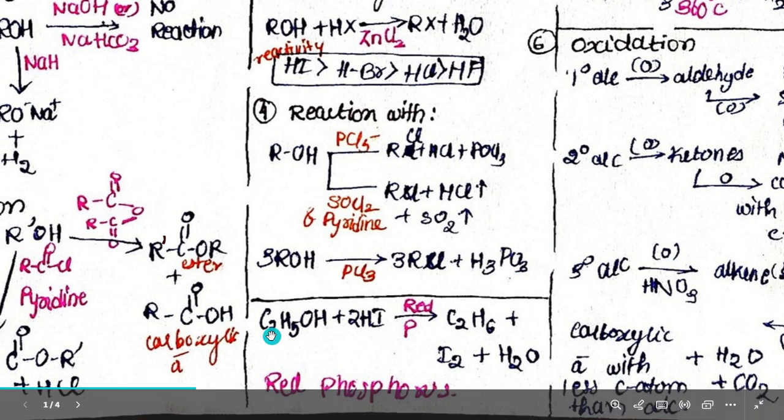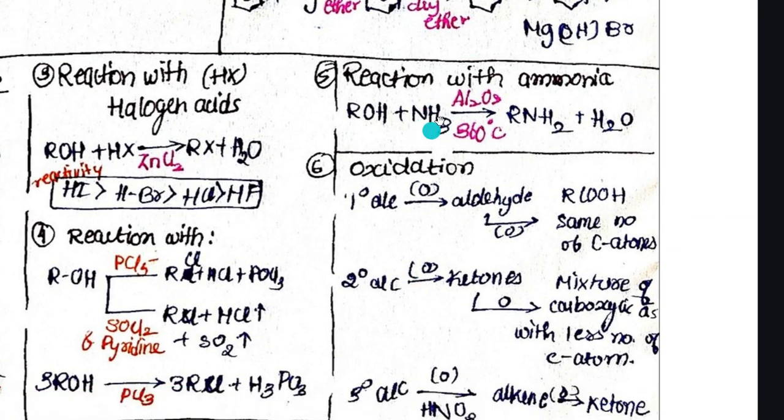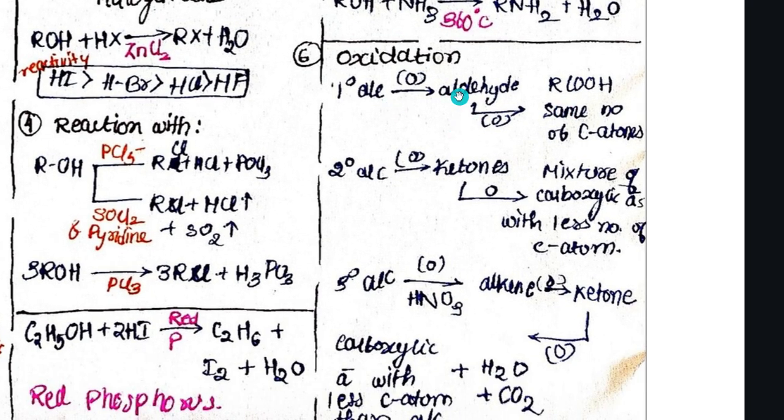Further, taking an example, C2H5OH plus 2HI in the presence of red phosphorus will give me C2H6 plus I2 plus H2O. Now coming to reaction with ammonia, NH3. ROH plus NH3 in the presence of Al2O3 at 360 degrees Celsius will give us RNH2 plus H2O. Oxidation: primary alcohol on oxidation gives aldehyde.